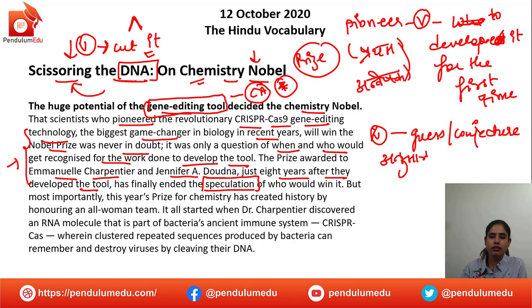So सबके जो guess work था, it has put an end to it the moment these two people won the Nobel Prize. Now for biology, as the writer says, it was well understood and nobody was in doubt that this gene editing tool would definitely win the Nobel Prize. But everyone wanted to know who will win it and when will this prize be given to them. Now here if you see, the concerned persons have received the Nobel Prize after 8 years of developing the tool.